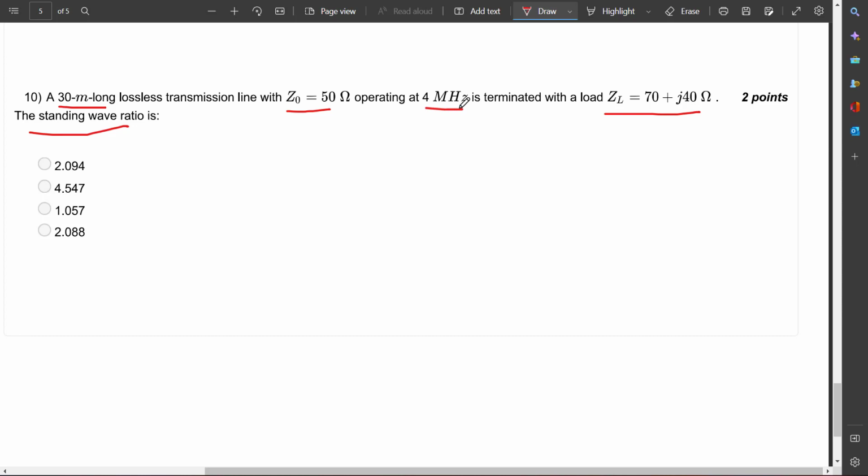Can someone tell me how to find out the standing wave ratio? So first we have to calculate the reflection coefficient. Gamma is equal to ZL minus Z0 divided by ZL plus Z0. And standing wave ratio is equal to 1 plus magnitude of gamma divided by 1 minus magnitude of gamma.